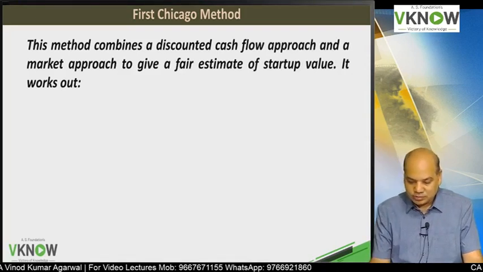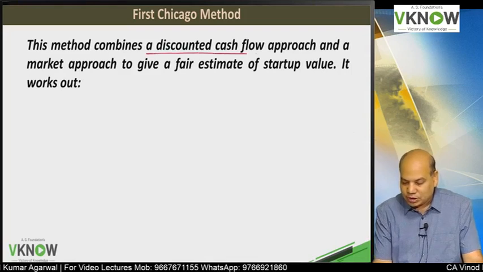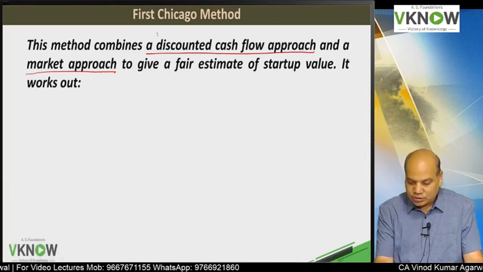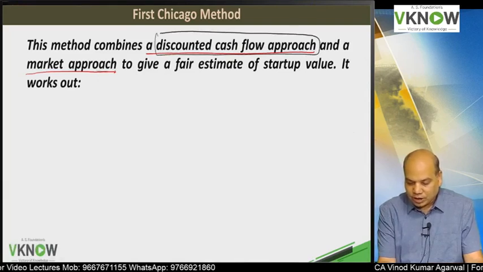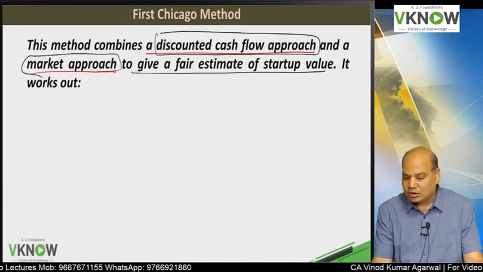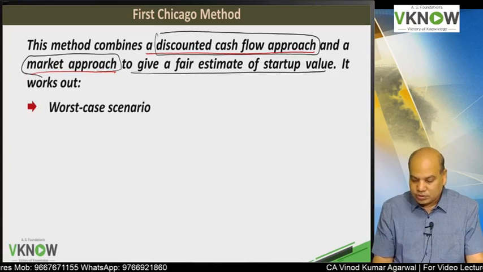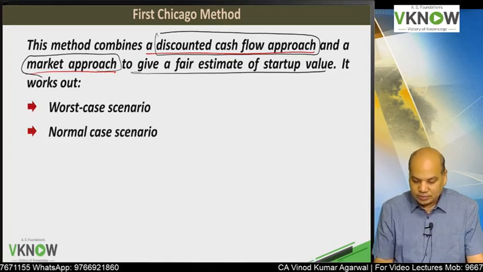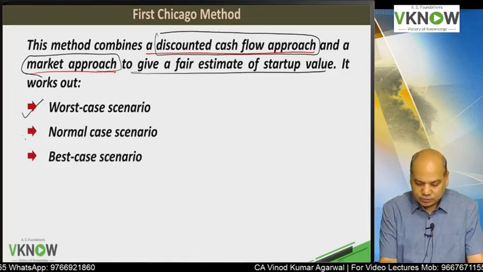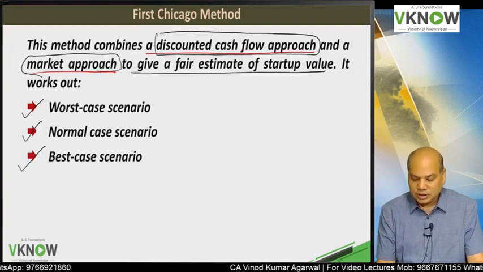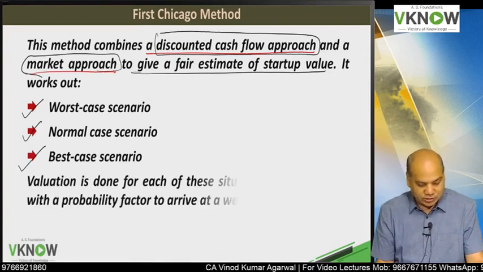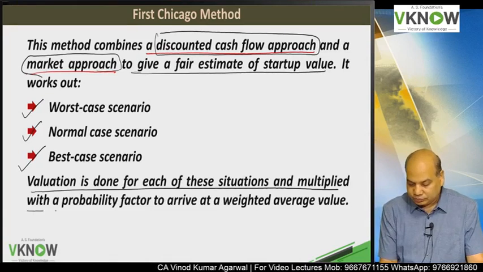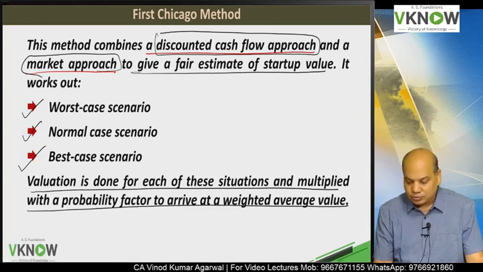First Chicago method combines discounted cash flow approach and market approach to give a fair estimate of the startup value. So it's a mix of discounted cash flow approach and market approach. Under this, they will compute the value of the firm by taking worst case scenario, normal case scenario, best case scenario, and then valuation will be done by assigning probabilities and arriving at weighted average value.